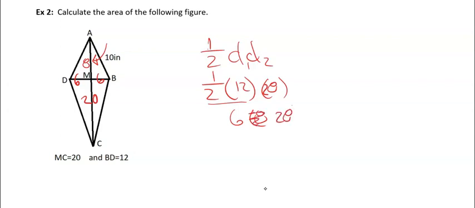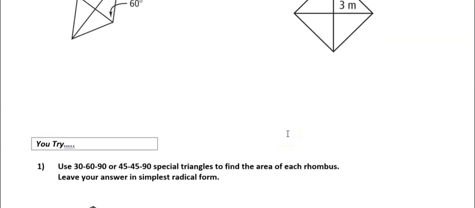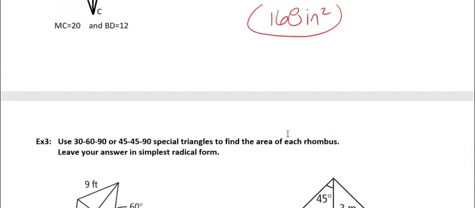That is 28. 6 times 28 is what? 168. Anybody with a calculator? 168 inches squared. Now, as I said, the only thing that we have not covered is the 30, 60, 90s embedded. You guys will be fine with that.